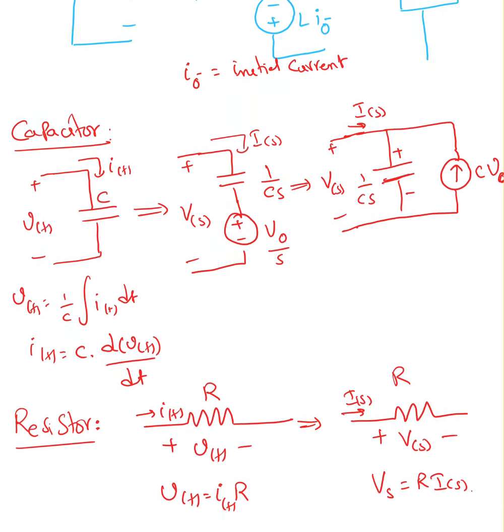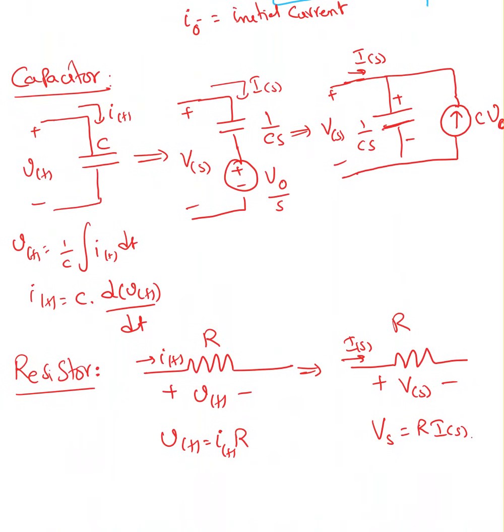Now when it comes to the capacitor, the voltage drop across the capacitor is V of t and the current is I of t. So V of t equals 1 over C integral of i dt, or i equals C times dv by dt. When I convert that into the S domain, it's going to be 1 over Cs. So the capacitor is going to be 1 over Cs, and if there is an initial voltage across that capacitor, that value is V0 over s.